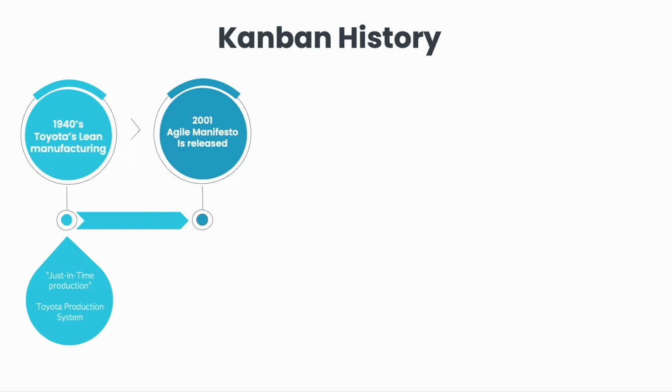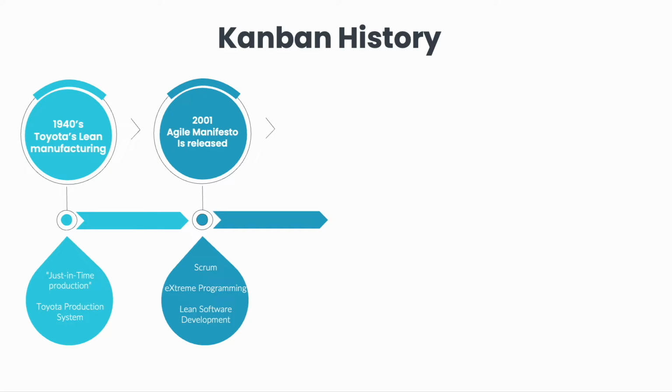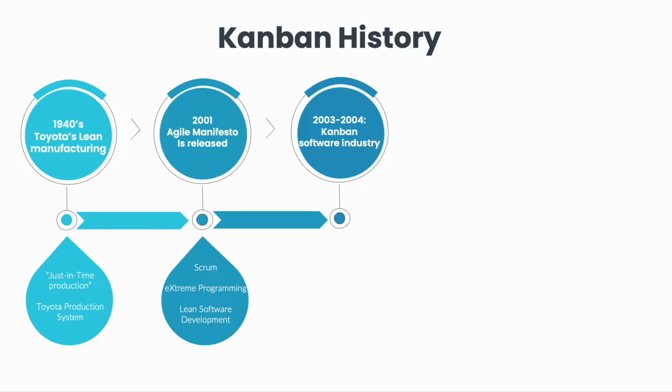In 2001, the Agile Manifesto was published in the USA, which set the stage for multiple Agile software development to get more traction, such as Scrum, Extreme Programming, and Lean software development. These Agile software development frameworks had a significant impact on what was about to become the Kanban method. In 2003 and 2004, Kanban gained more traction when Mary Poppendieck released her book on Lean software development, and David Anderson published his Kanban book on Agile management for software engineering.